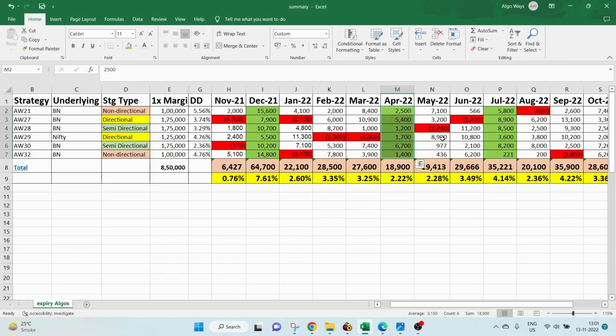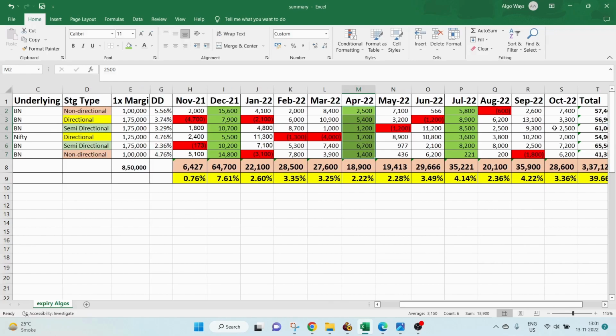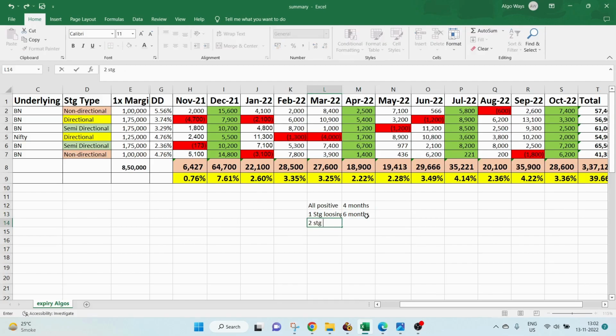And 1, 2, 3, 4, 5, 6 months were such where we have only 1 more month which has no negative. So now we have all strategies positive in 4 months. With 1 strategy in losing MTM, we have 1, 2, 3, 4, 5, 6 months. And with 2 strategies in loss, we have 2 months only.